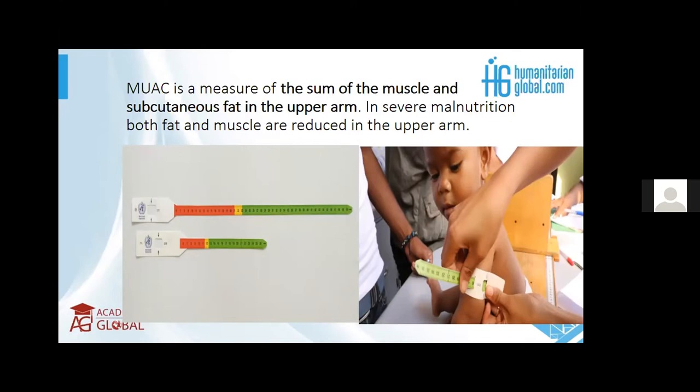Mentioning that the MUAC is a measure of the sum of the muscle and the subcutaneous fat in the upper arm. And in severe malnutrition, both the fat and the muscle are reduced in the upper arm. That is why we measure the middle upper arm circumference, to see if the muscle or the fat is reduced, which would indicate malnutrition. There is a picture of a child there, and we can see some people taking the MUAC measurements.